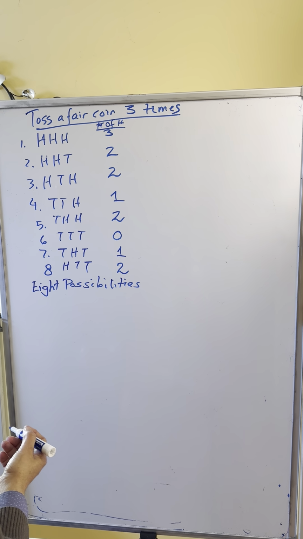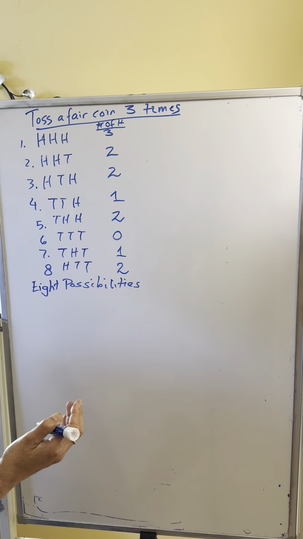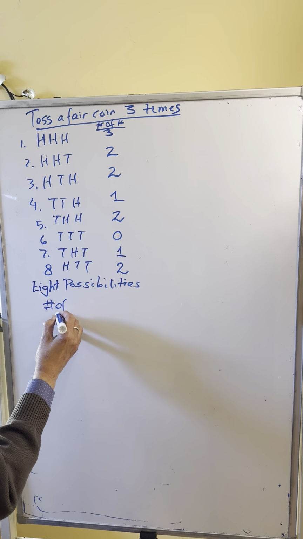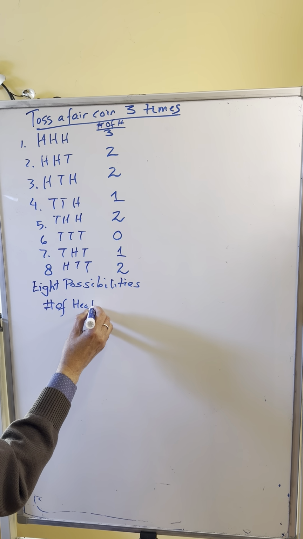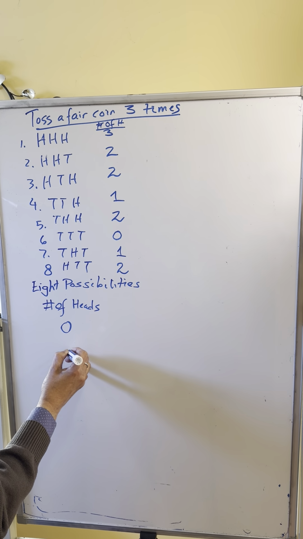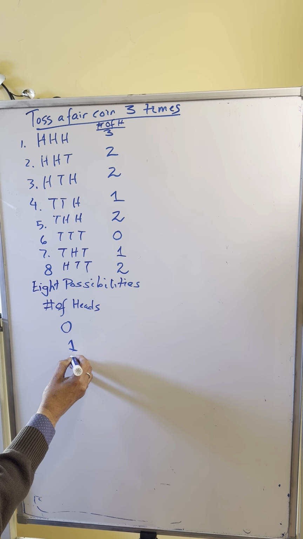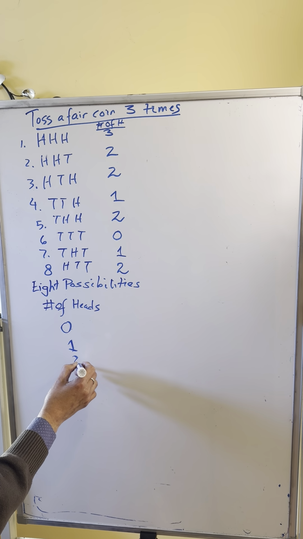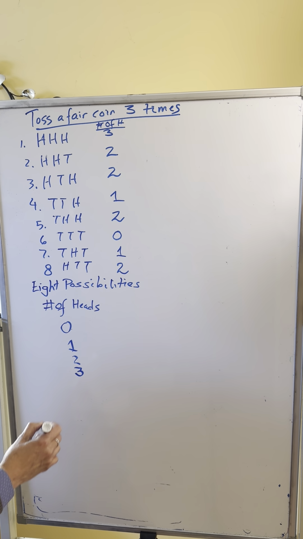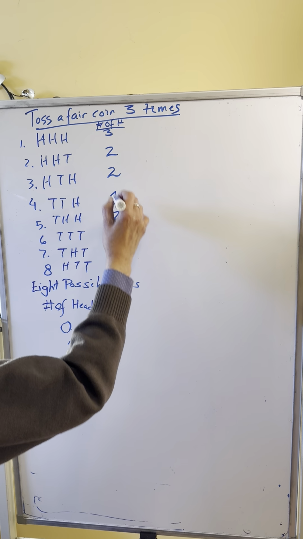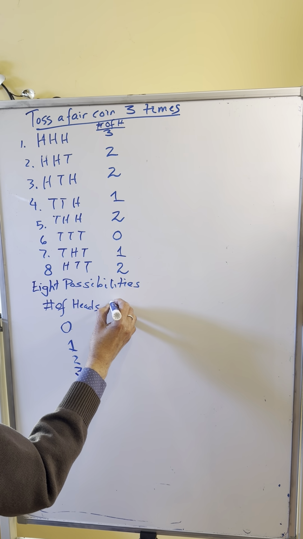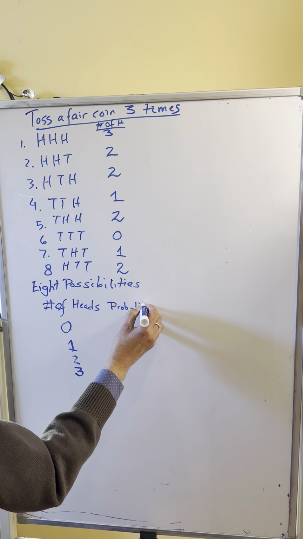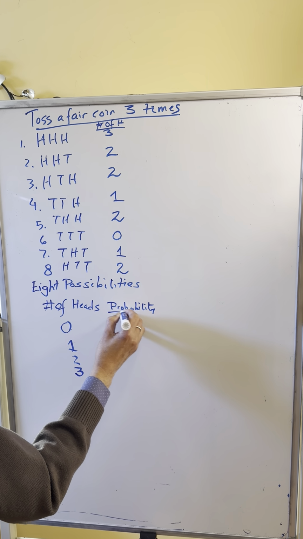Now we will look at the probability of each. So if we look at the number of heads, the lowest value is 0, the next is 1, next is 2, and the highest is 3. How many times does 0 appear? Probability is nothing but the proportion or relative frequency of each event.